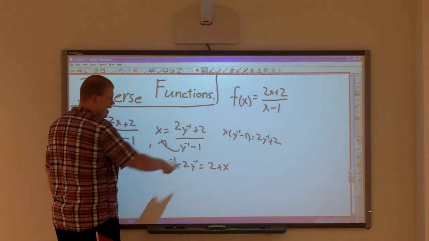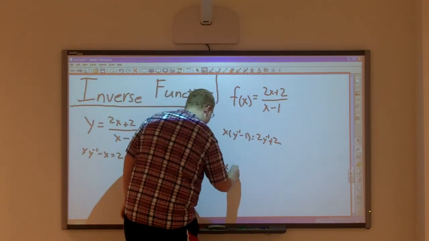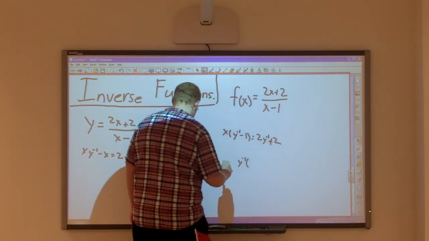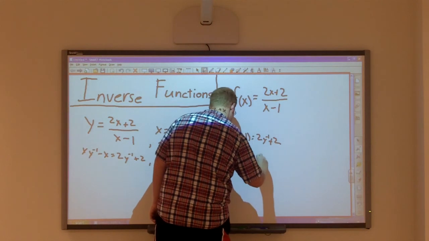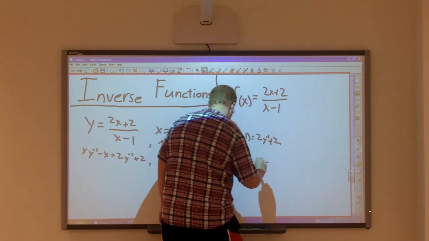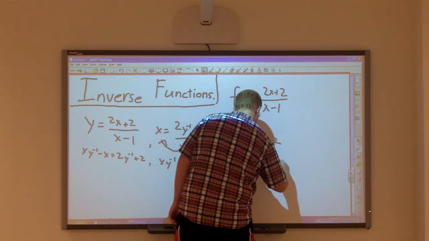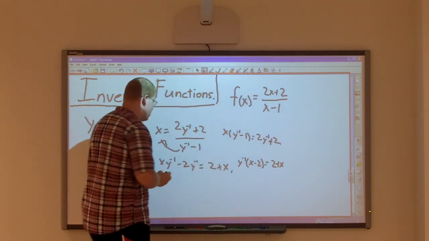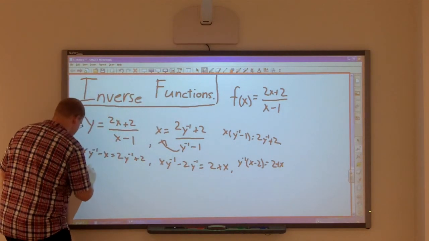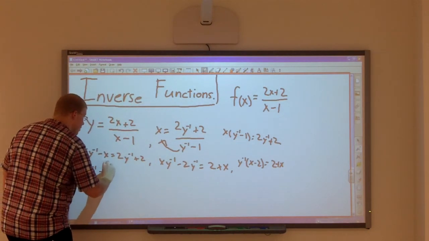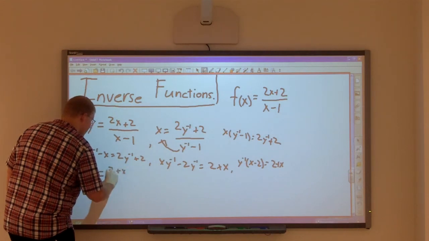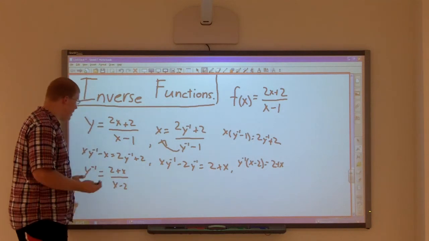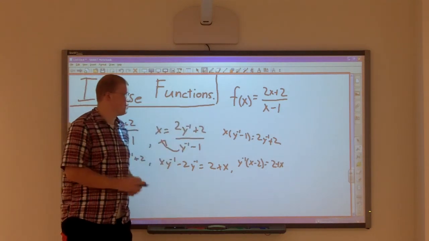Now simply factor out y inverse from this side, and we get y inverse times x minus 2 is equal to 2 plus x. Now simply divide by x minus 2, and we get that the inverse is equal to 2 plus x divided by x minus 2. And so now we found the inverse of our original function, 2x plus 2 divided by x minus 1.